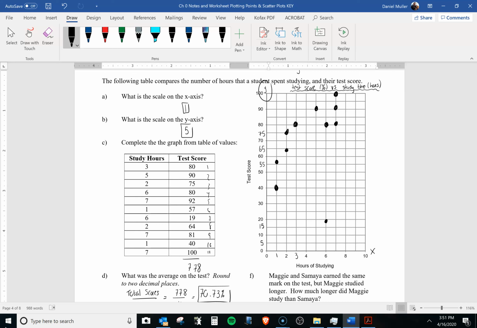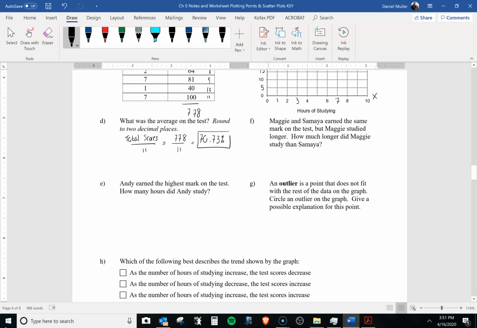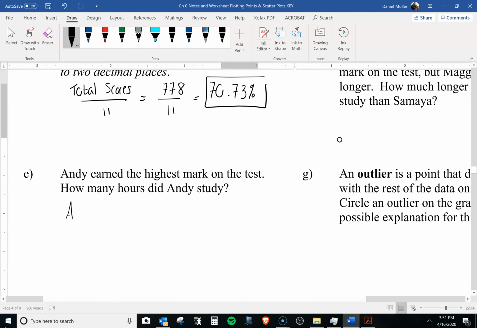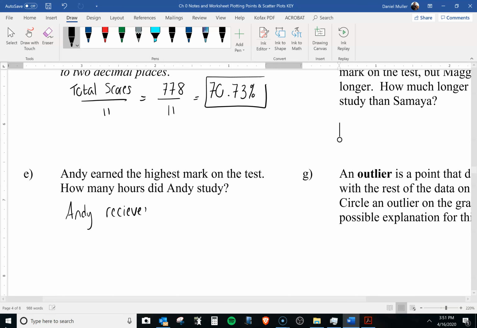And they studied for 7. That was a 7. So they studied for 7 hours. So then you can just write: Andy received 100% and studied for 7 hours.